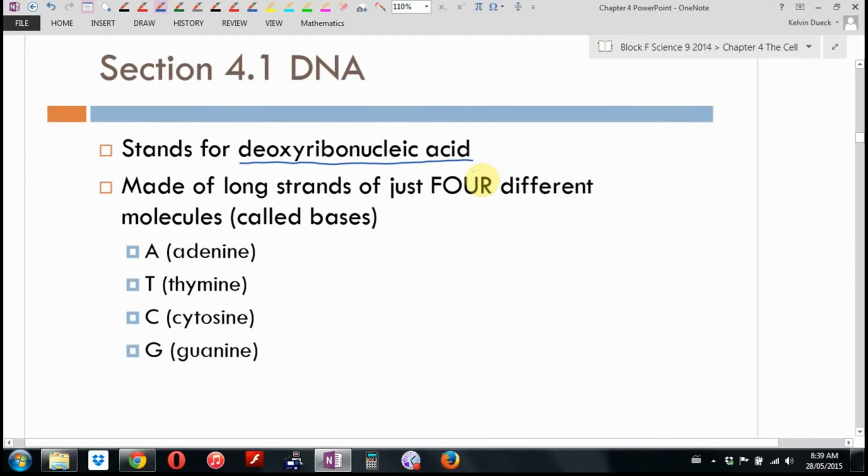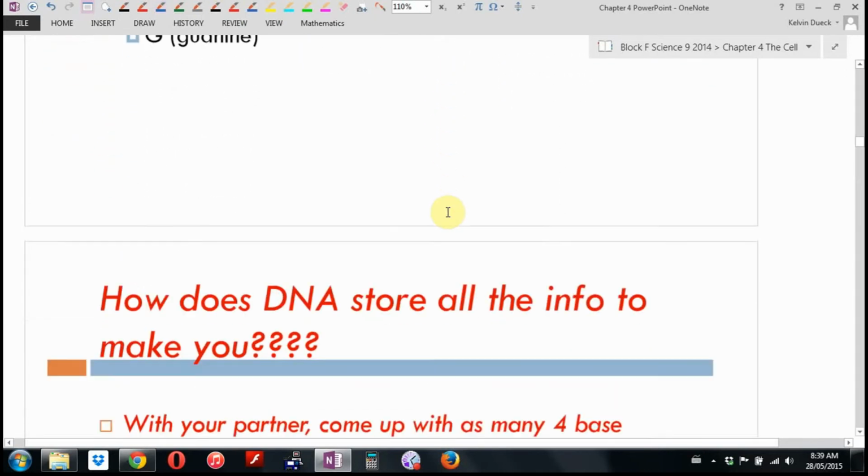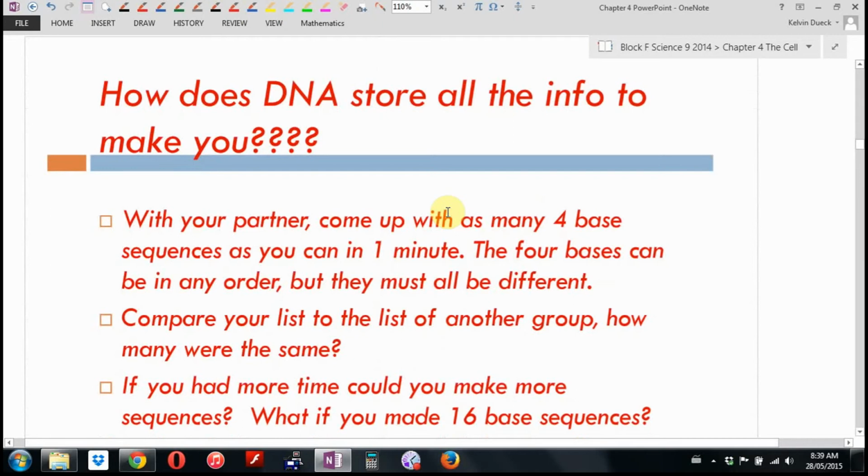So I have a little activity. You're just going to try this very quickly for about 60 seconds or so. How does DNA store all the info that makes you? With your partner or on your own, try and come up with as many 4 base sequences as you can in 1 minute. In other words, here's one, A, G, T, C, using those 4. How many different ways can you mix those 4 letters up? Take about 30 seconds. I'll give you another one. A, C, T, G.